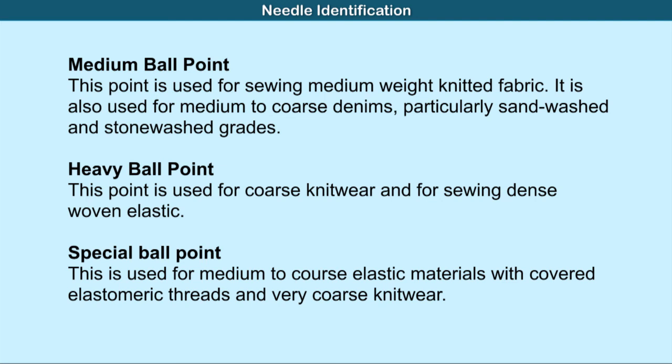Heavy ball point. This point is used for coarse knitwear and for sewing dense woven elastic. It won't push the elastic yarn through. Special ball point. This is used for medium to coarse elastic material with covered elastomeric threads and very coarse knitwear.